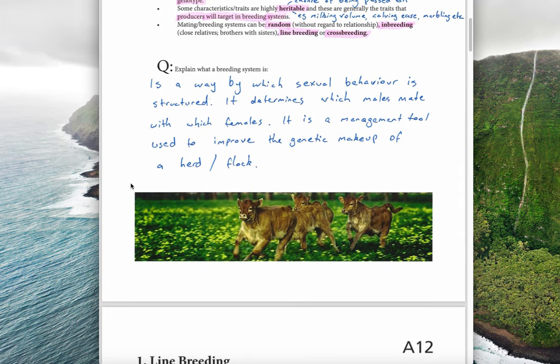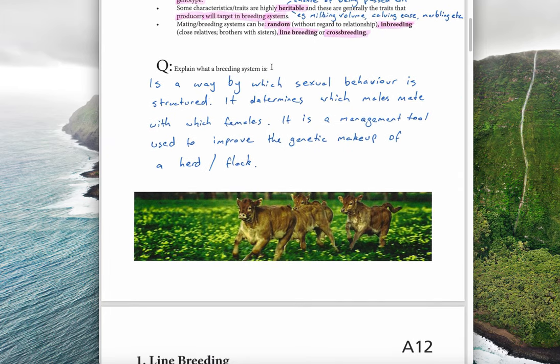So first of all, it's important that we know what a breeding system is. That's what this dot point is about. It's about breeding systems. Basically it's a way of a farmer structuring the sexual behavior of their animals, and it determines which males mate with which females. So with these two different systems we're looking at, there's different ways or strategies of breeding animals together to give you a different result. We'd call this a management tool, or a thing that the farmer can use to improve the genetic makeup of their herd and flock.